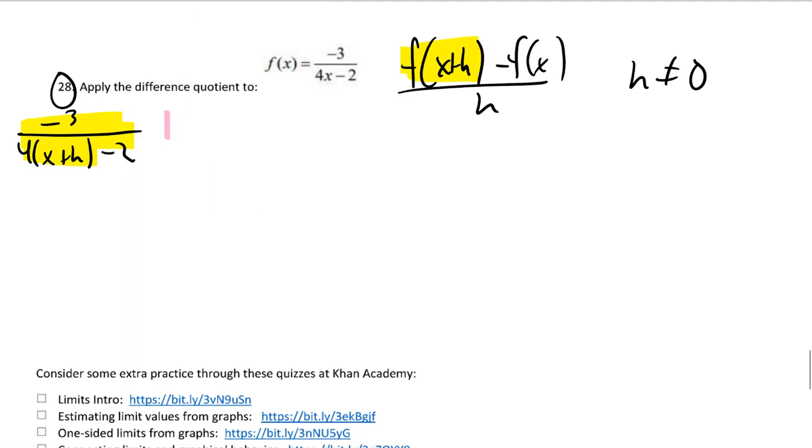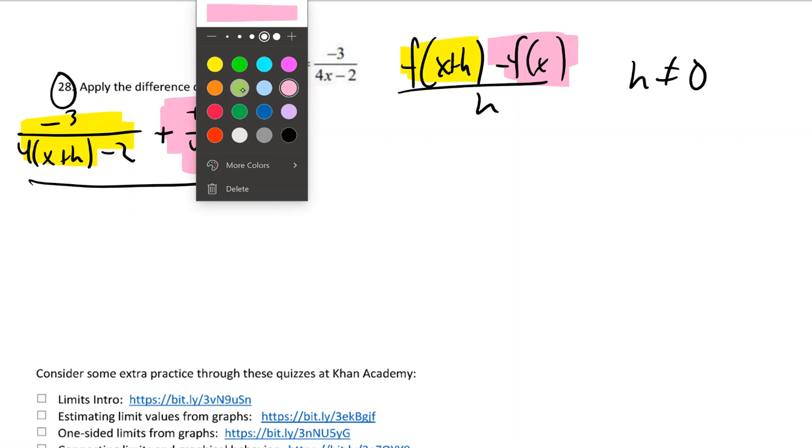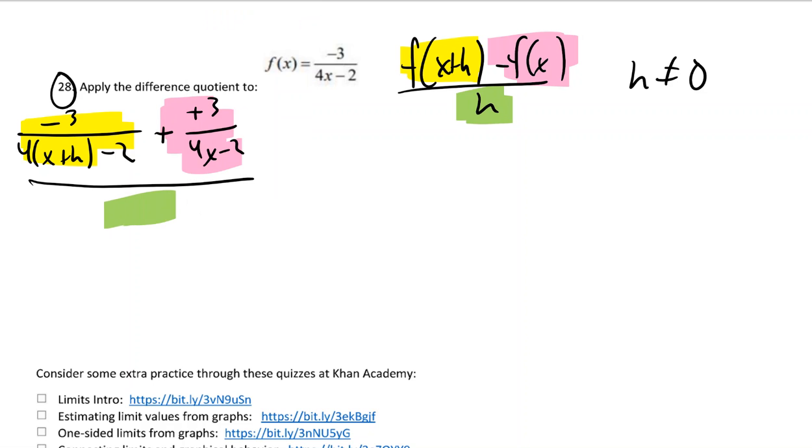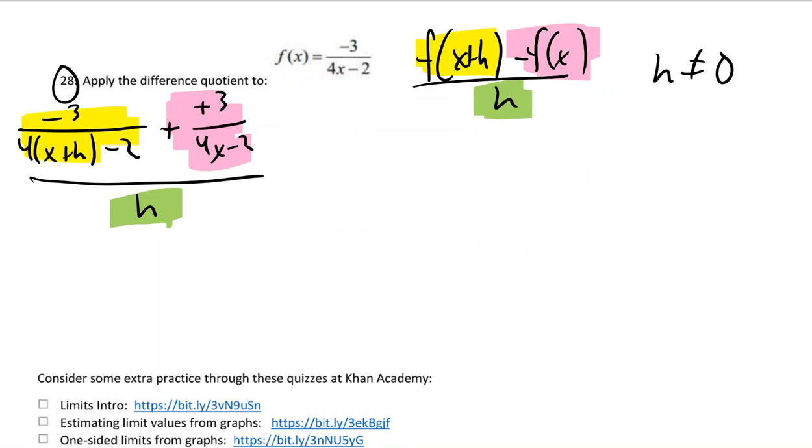Then subtract the entire function. Before I forget, I'm just going to change this minus a negative to plus a positive, because I'm afraid I'll forget that. And then finally, you always divide it by h. So whether you're talking about question 26, 27, or 28, those are all difference quotient questions, so they're all going to start off the same: knowing the difference quotient and applying the difference quotient.